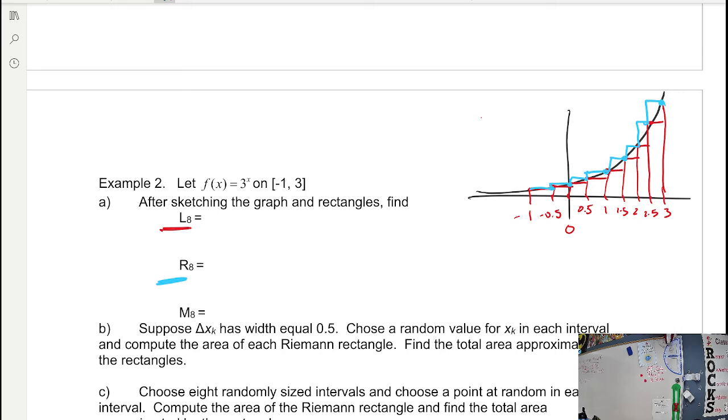Those are the midpoints you're going to put in for L1. You don't have enough points, so you have to go between each one and calculate the midpoints. The first one is negative 0.75, the middle between negative 1 and negative 0.5. The next one, what's the middle between negative 0.5 and 0?